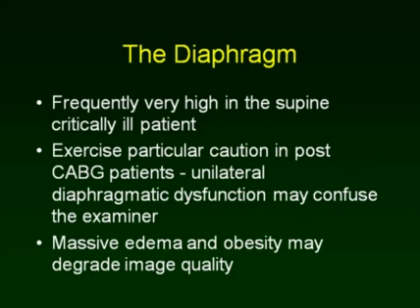The examiner wants to keep in mind that in the supine critically ill patient, particularly if they're obese or if they have a lot of ascites or high intra-abdominal pressures, the diaphragm can be very, very high. In the post-CABG patient, sometimes there'll be the added feature of unilateral diaphragmatic dysfunction, which causes a marked elevation of the diaphragm. And sometimes in the massively obese or edematous patient, the diaphragm may actually be difficult to visualize.